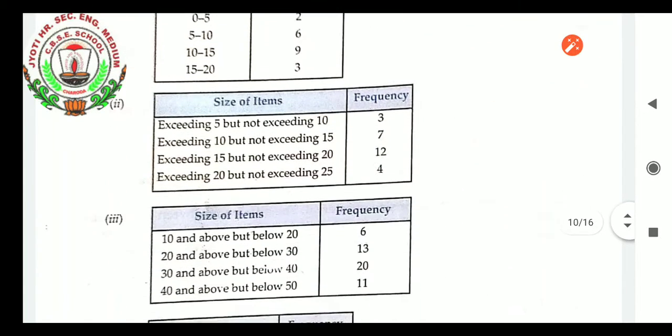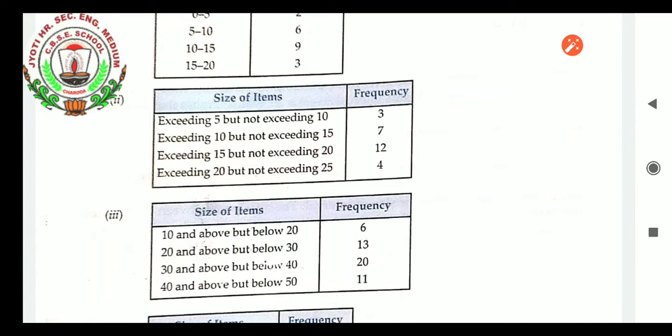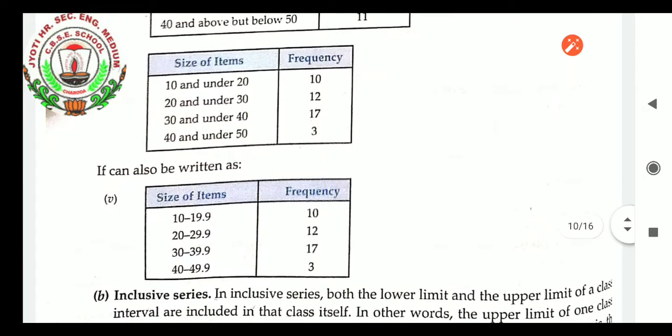Besides, the frequency will always be given as it is a continuous class. Size of item: frequency is given as exceeding 5 but not exceeding 10, so it will be 5 to 10. The frequency is 3. Then exceeding 10 but not exceeding 15. You can see the connectivity there: the upper limit of 5 to 10 is 10, and in the next class, it is the lower limit, that is 10. So this is known as an exclusive series, and these are various examples of exclusive series.